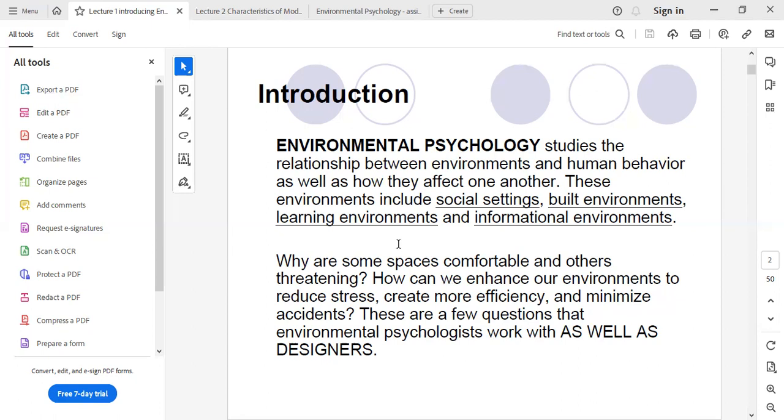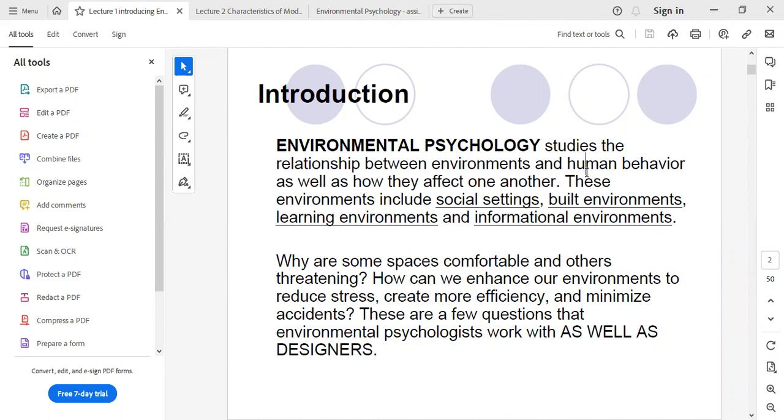So, and also built environments. Built environments also involve hospitals. They're also part of built environments. Work environments for those who go to work. School environments, church environments. Anything that is built. Because buildings also carry cultural concepts, carry instructions as well as do's and don'ts around such a place, as well as learning environment and informational environment. So those are part of the environments that are looked at.